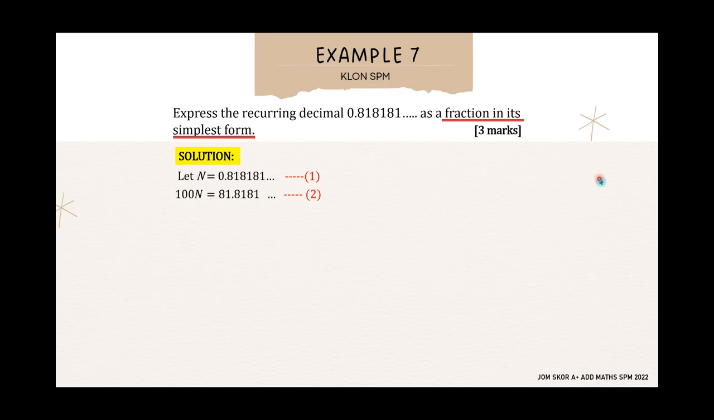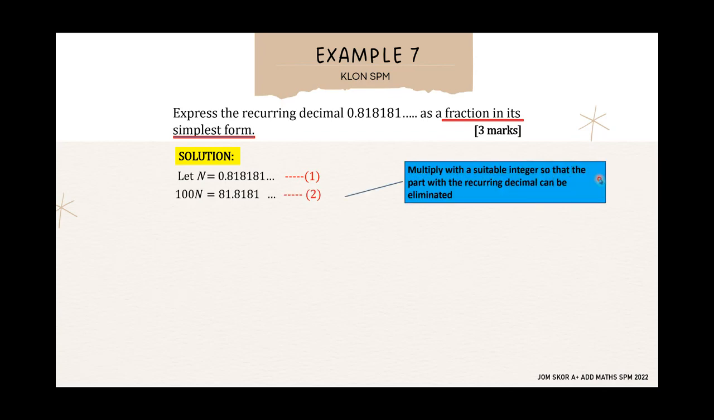Next, to multiply with a suitable integer so that part with the recurring decimal can be eliminated. So in this case, teacher darabkan dengan 100 sebab teacher ada di sini. Nampak tak? The recurring digit kita ada 2. 81, 81, 81. So recurring digit, nombor digit yang berulang tu ada 2 digit. Okay, so teacher akan darabkan dengan 100. Okay, so 100n is equal to 81.8181 as equation number 2.